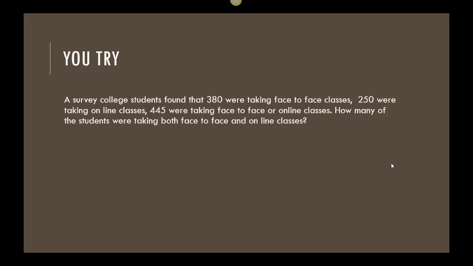All right, so let's look at that answer. I'm going to take that 380 and the 250, add them together, so 630. Once again, my number's too big. So I'm going to subtract 445 from 630. It says 185, and that's my intersection. So hopefully that helps you understand how the counting principle works, and we're going to look at it deeper in the next two videos.